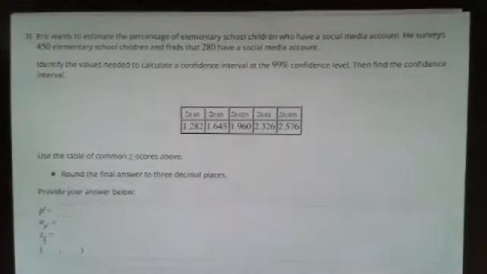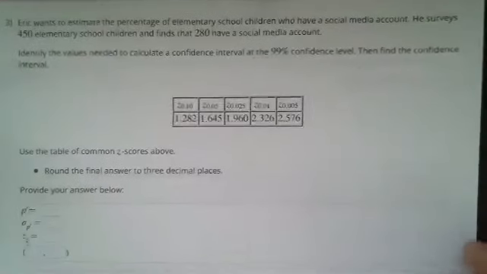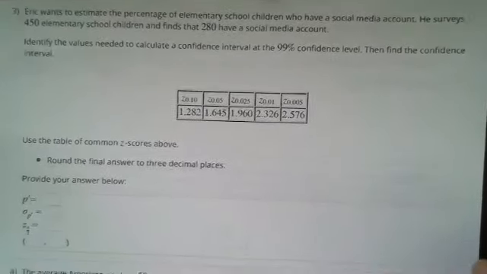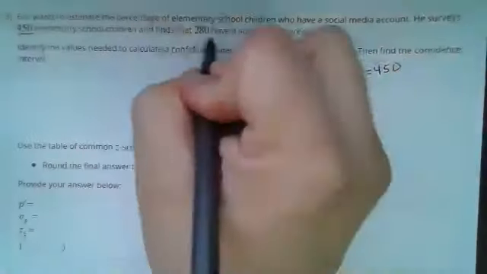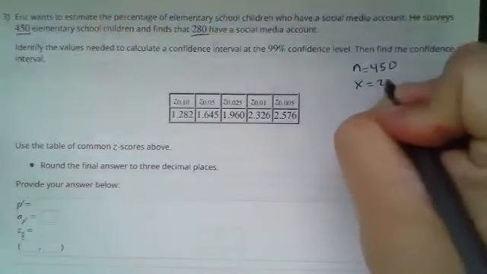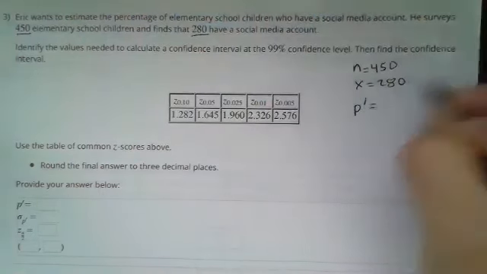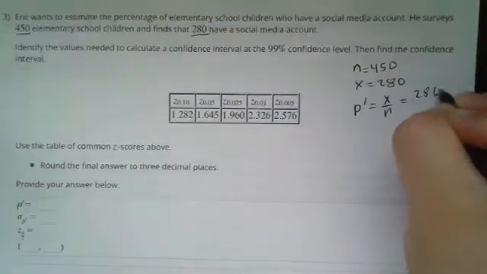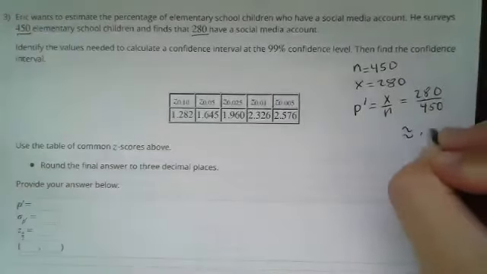So Eric wants to estimate the percentage of elementary school children who have a social media account. He surveys 450 elementary school children and finds that 280 have a social media account. Okay, so this is like a proportion problem where you have a p hat. So the random sample is 450. So n is 450, and then x is 280, right? Because that's how many have a social media account. So our p hat, remember it's x over n, so that's 280 over 450. Okay, so this approximately becomes 0.622.